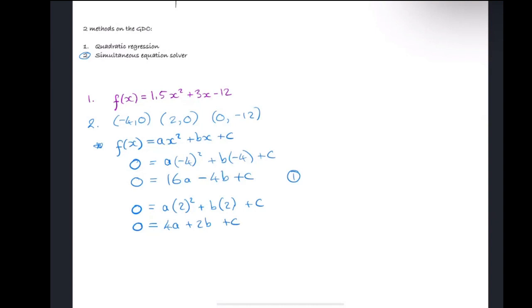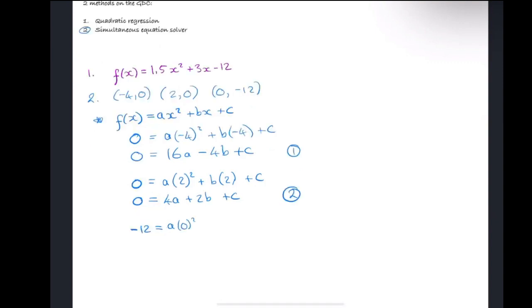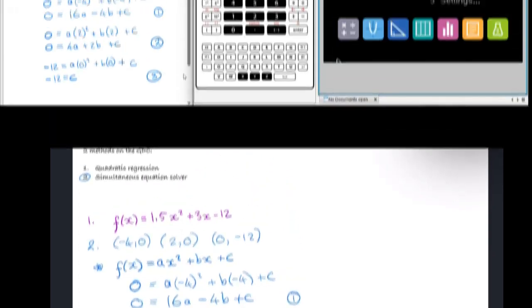And finally, I'm going to do the same thing for my last set of coordinates. For this set of coordinates, my y value is -12 and my x value is 0. So a times 0, b times 0 plus c. Well, anything times 0 is 0, so that just becomes that c is equal to -12. And that's effectively my third equation, although I've already solved for c. So now I'm going to use the simultaneous equation solver on my calculator to find the values of a and b.